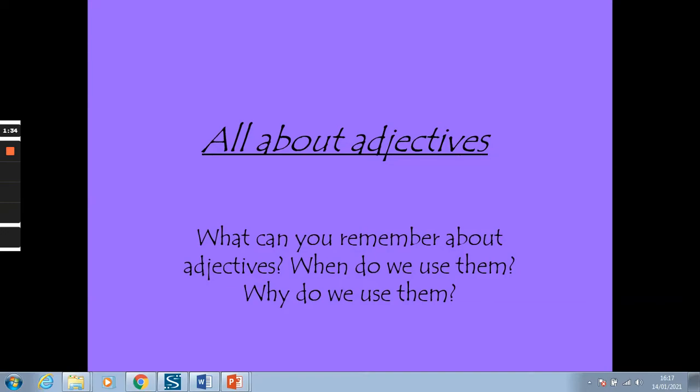Okay, so adjectives we know are describing words. They describe the thing, whatever that thing may be, okay? And we use adjectives when we're trying to describe something, when we're trying to give more information about something. If, for example, you can't remember the name of something, you actually use adjectives.